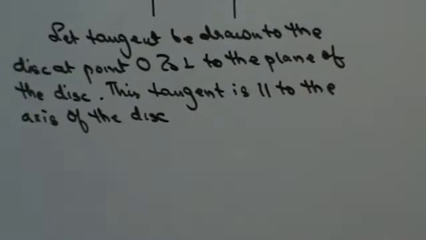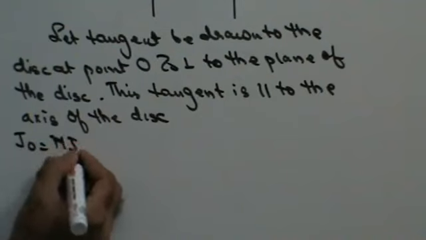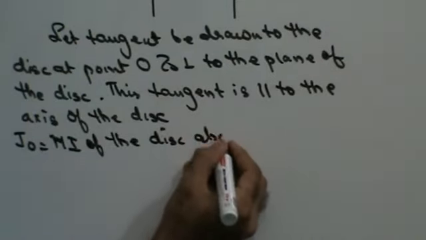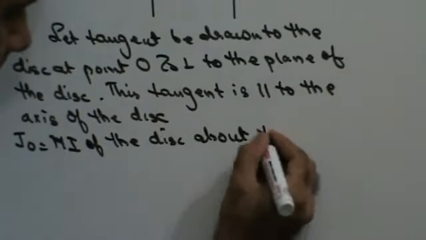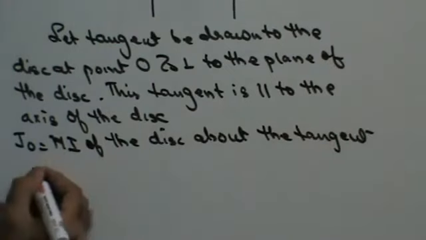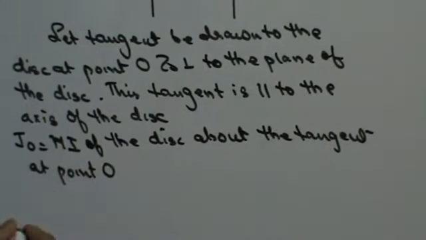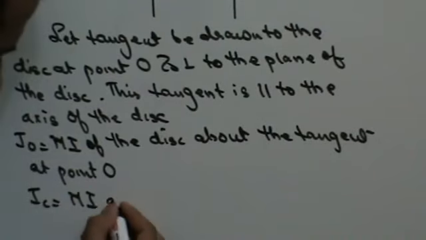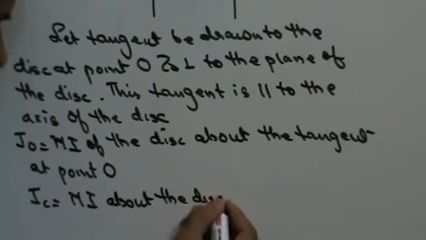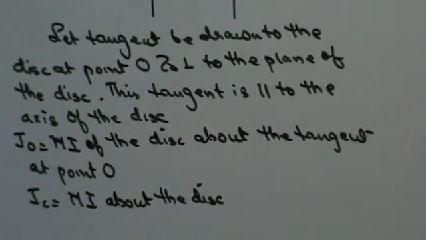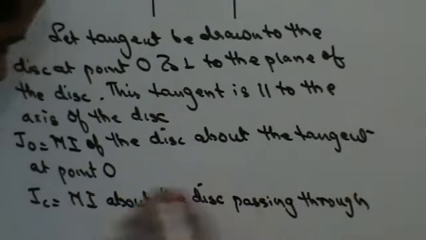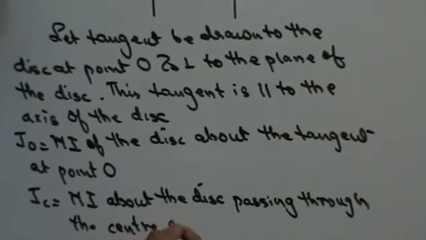Now let's assume that IO is the moment of inertia of the disk about the tangent at point O. Let's assume that IC is the moment of inertia of the disk about the axis passing through the center of the disk.